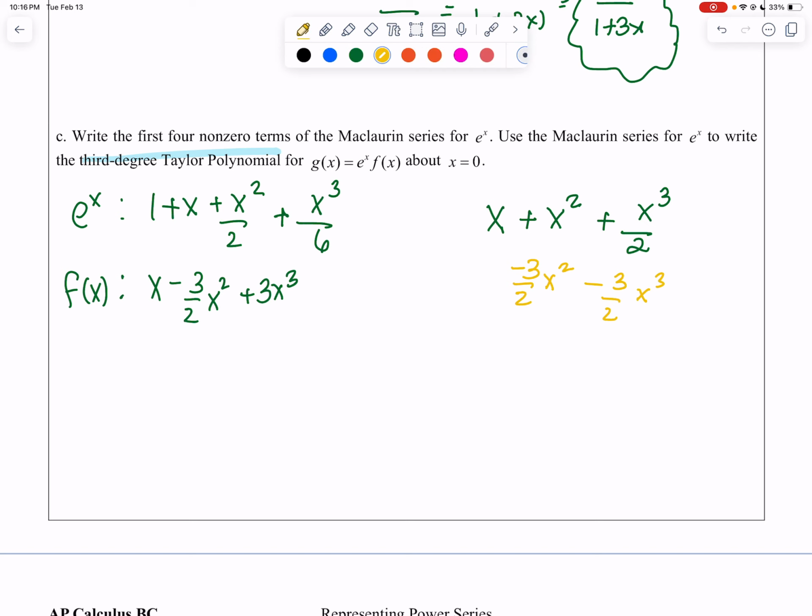And that's basically it. So now if I add them, I'm going to get x. And then 1 minus 3 halves, negative 1 half x squared. And then this one right here, I'm going to get 1 minus 3, which is negative 2 over 2, which is negative 1. Negative 1 plus 3 is 2, so this is going to be 2x to the third power. So this right here is my third degree Taylor polynomial for g of x.